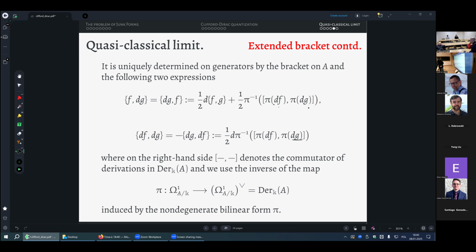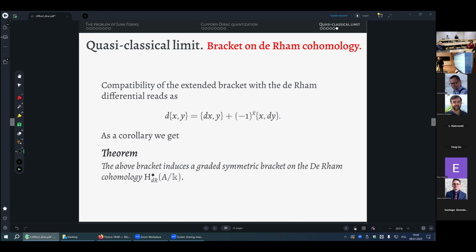So I have 5 minutes. Compatibility of the extended bracket with the de Rham differential. For instance, this is the property of the differential being a derivation of the bracket. And you can check that this holds.